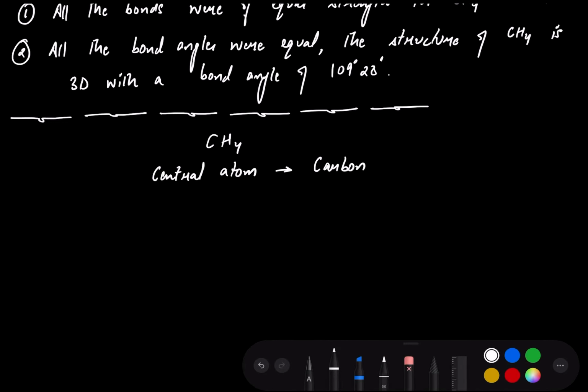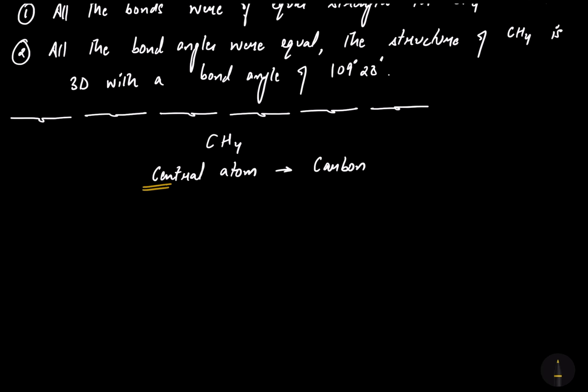Now let me write what is the central atom. The atom to which maximum bonds are formed. In case of CH4, carbon is forming 4 bonds and hydrogen is forming 1 bond. So carbon is forming the maximum number of bonds, so carbon is the central atom in case of CH4. That means we are going to talk about the carbon now.